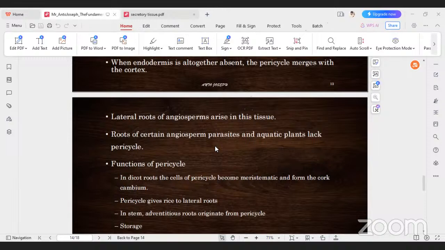In root internal structure, the function of the pericycle is that lateral roots arise from it. For this reason, the pericycle is absent in parasitic and aquatic plants. What is the reason? Why do parasites and aquatic plants have no pericycle? What might be the reason?